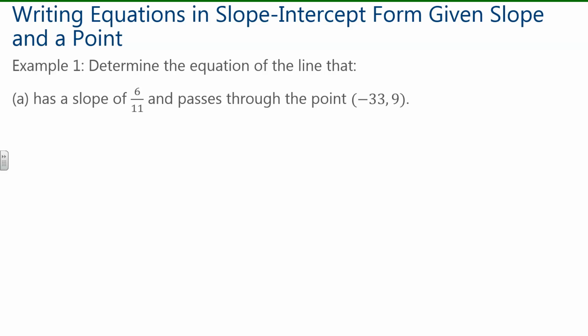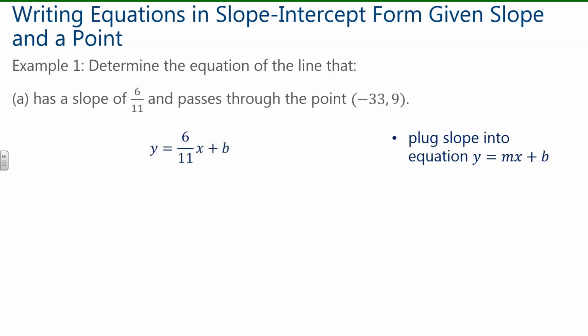So let's begin. Example 1 says, determine the equation of the line that has a slope of 6/11 and passes through the point -33, 9. So the first thing we're going to do is plug our slope into the equation y equals mx plus b. Since our slope is 6/11, we can write this as y equals 6/11x plus b.